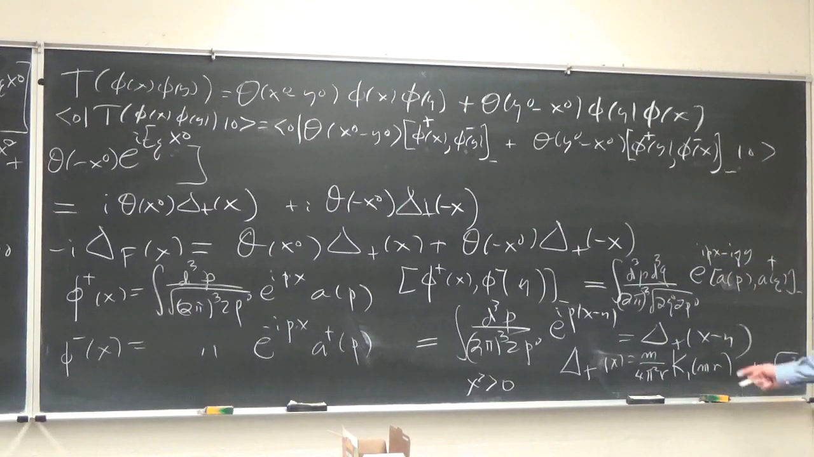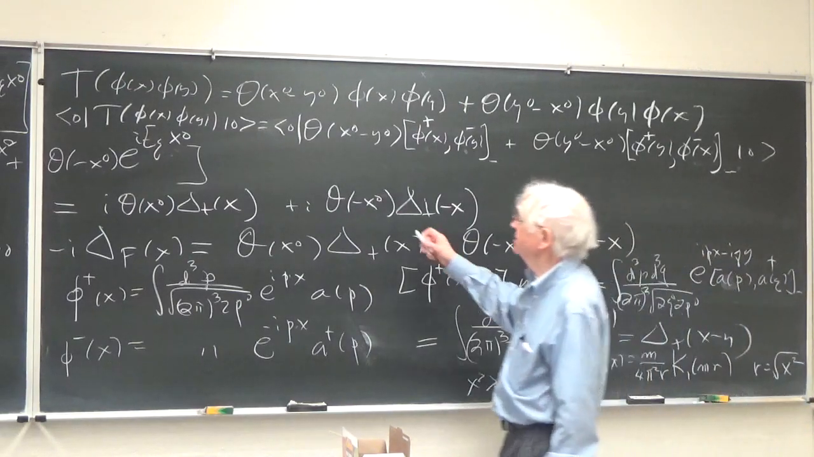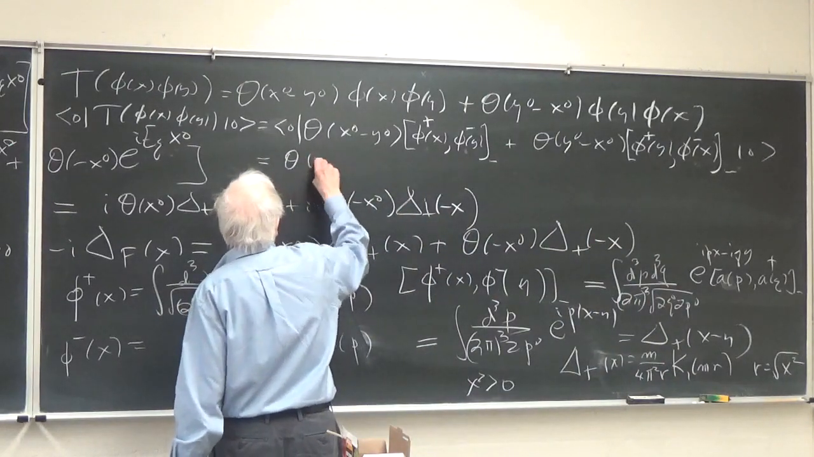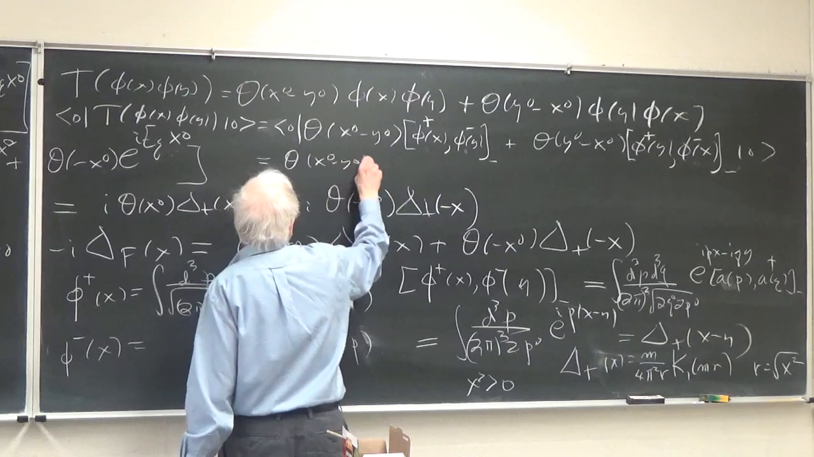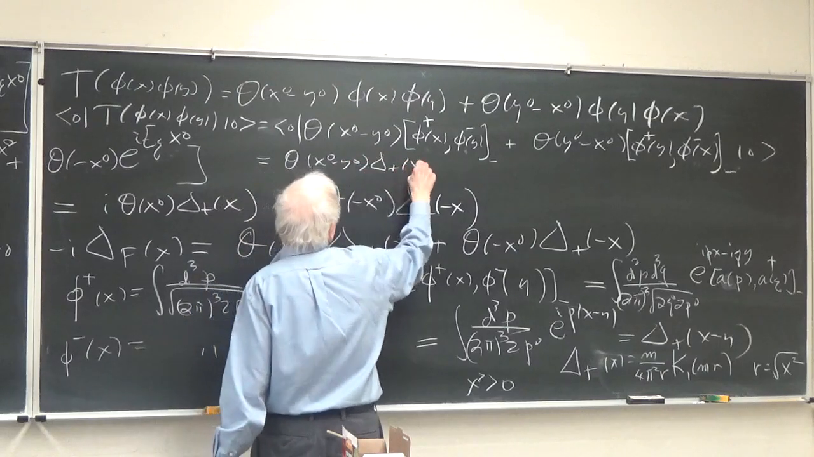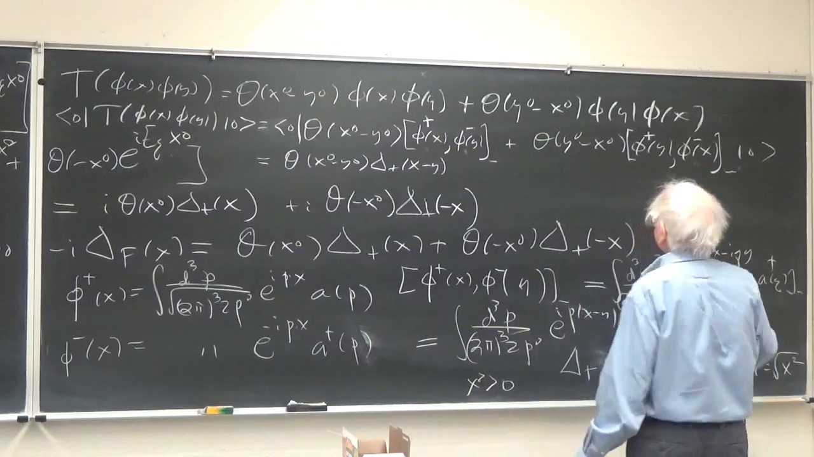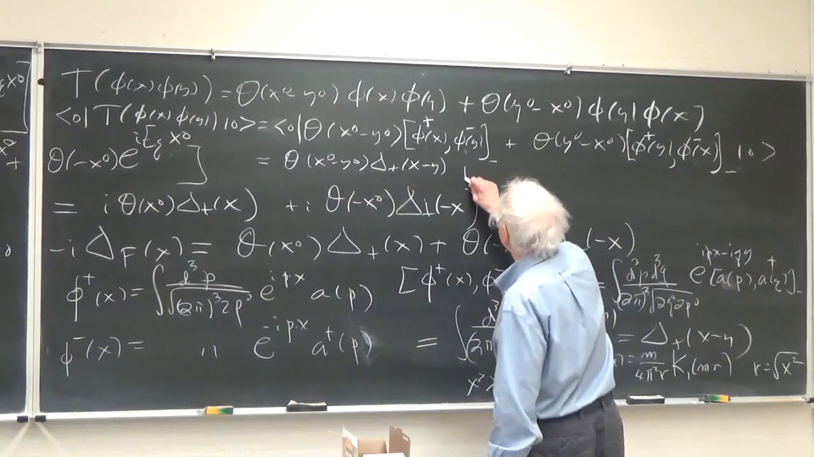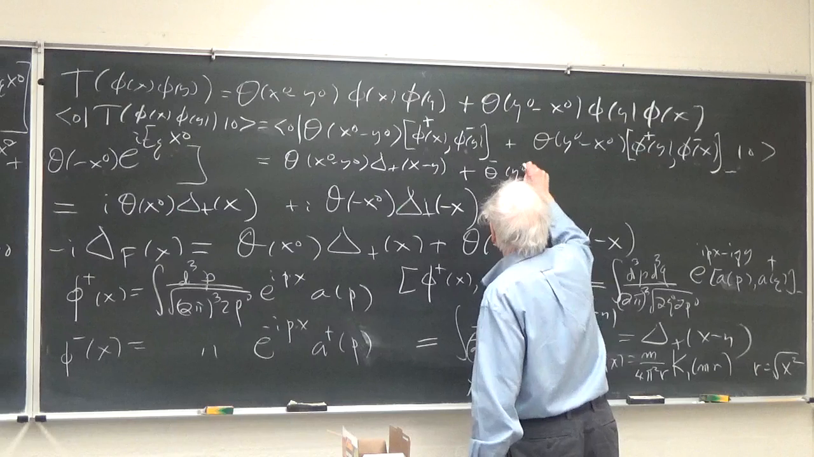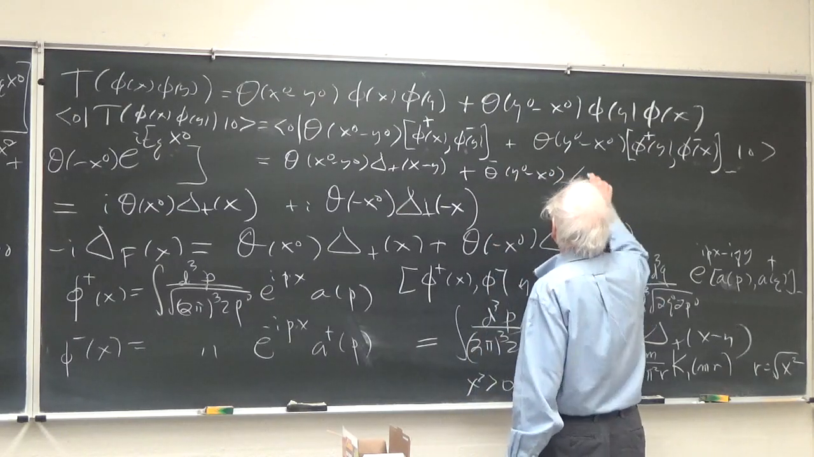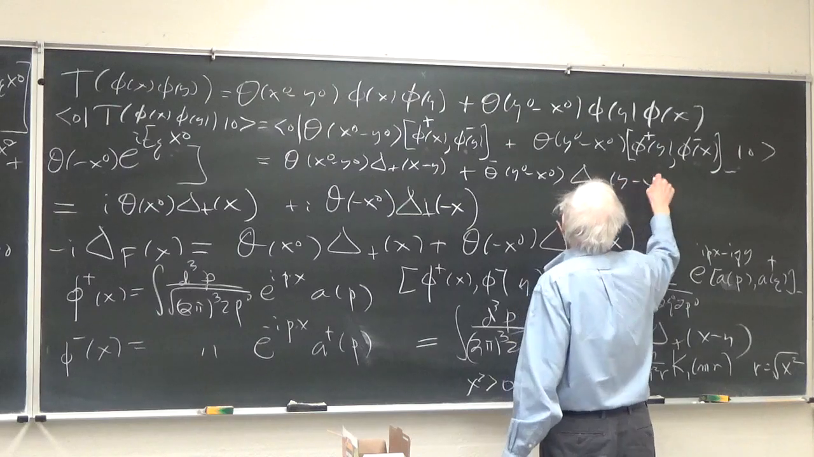But now we know this thing is delta plus, so this is theta of x0 minus y0 delta plus of x minus y. That's this term. And then this one is plus theta of y0 minus x0, and this is delta plus of y minus x.